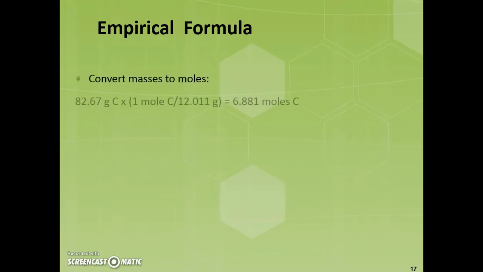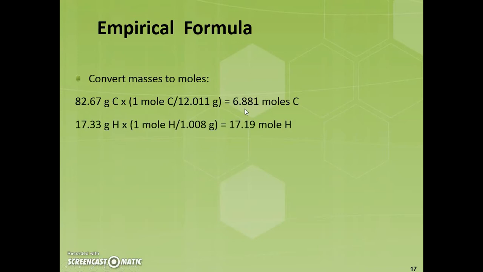So we can convert those masses to moles very easily. We've been doing this now for over a week. 82.67 grams of carbon times a mole of carbon for every 12.011 grams gives us 6.881 moles of carbon. Similarly, we get 17.19 moles of hydrogen.